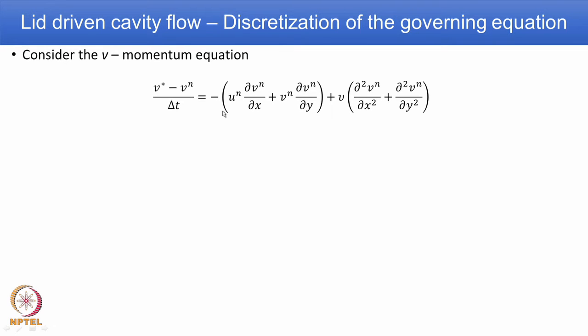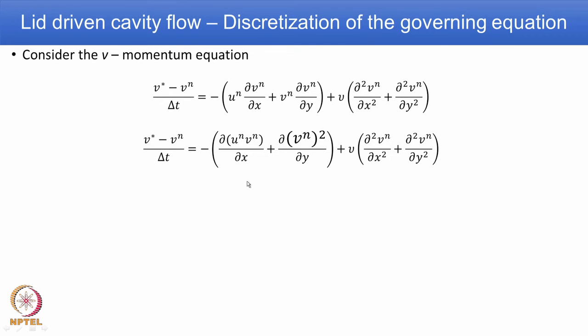The convection term from the left side is brought to the right side. So, u n dou v n by dou x plus v n dou v n by dou y with a minus sign, because it is brought from the left side, plus the viscous diffusion term as shown here. We mentioned we are solving explicitly. So, all the superscripts for other quantities are n.